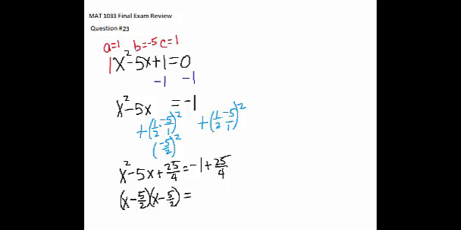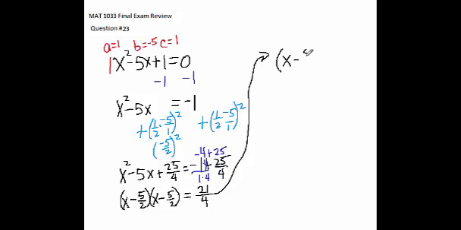And then on the right hand side, we need to get a common denominator, which is over 1, so we would multiply top and bottom of this by 4. So we've got negative 4 plus 25. So on the right hand side, we end up with 21 over 4. Rewriting the left hand side as a binomial squared equals 21 over 4. Now we can take the square root of both sides.